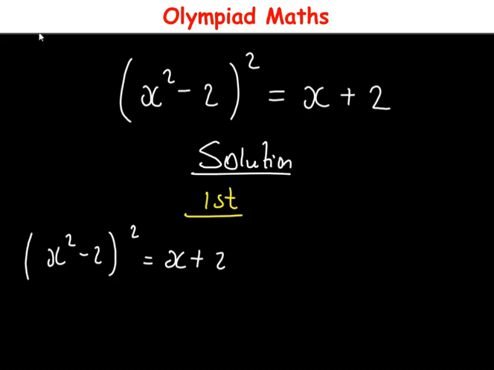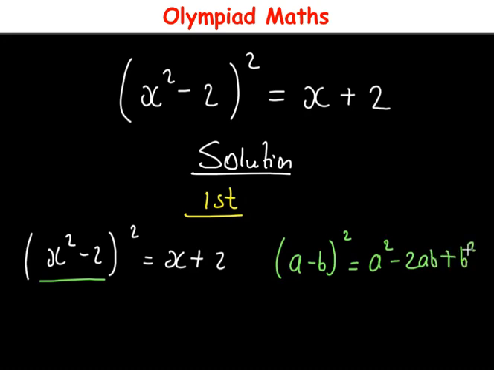Looking at this right here, this is in the form of (a minus b) all raised to the power 2, and this equals a squared minus 2ab plus b squared. Therefore, expanding this, making use of this format, this becomes x raised to the power of 4 minus 4x squared plus 4. This is then equal to x plus 2.